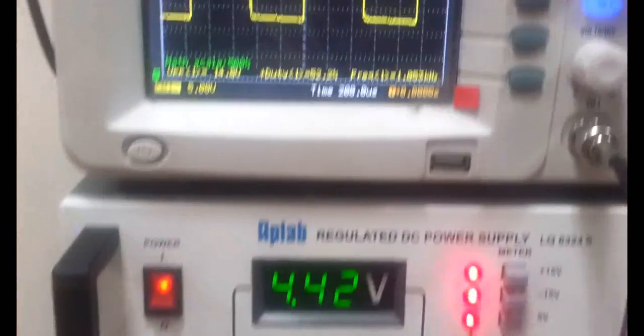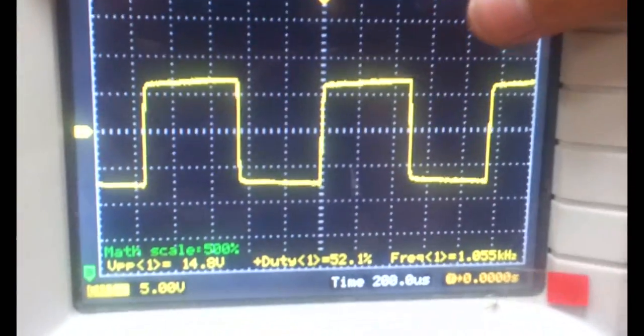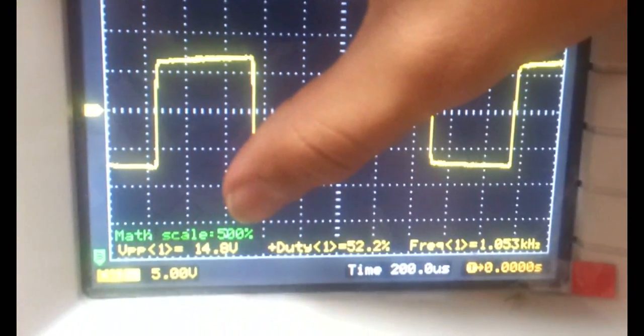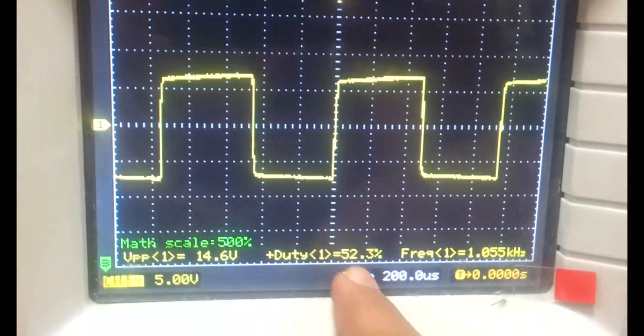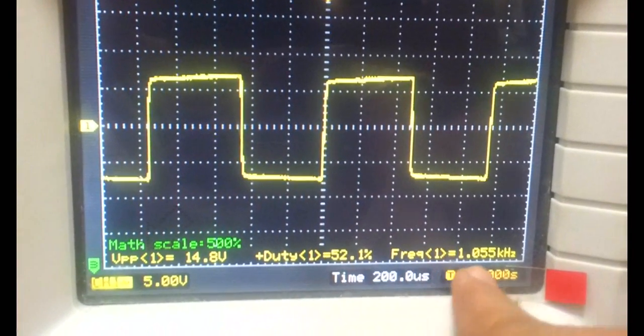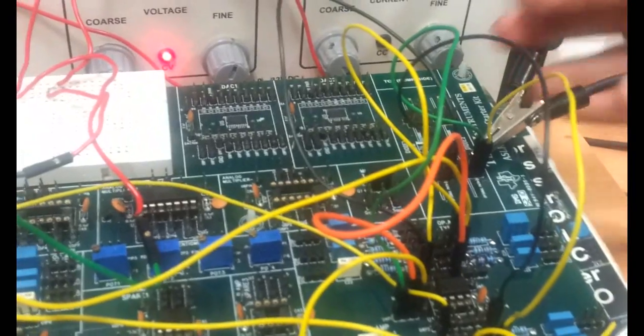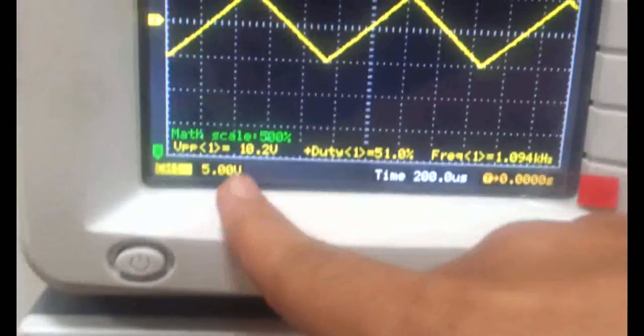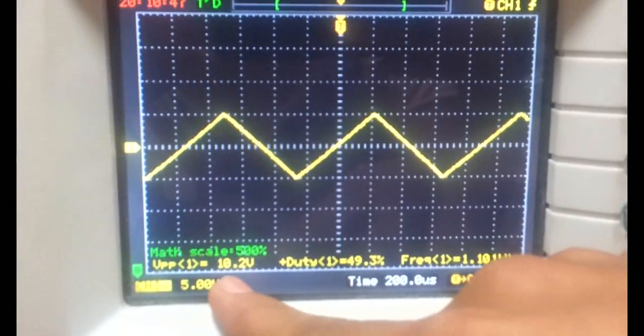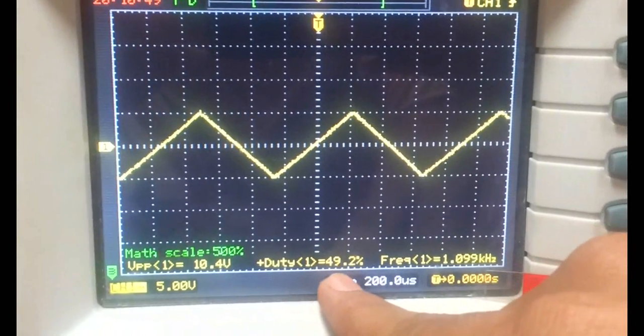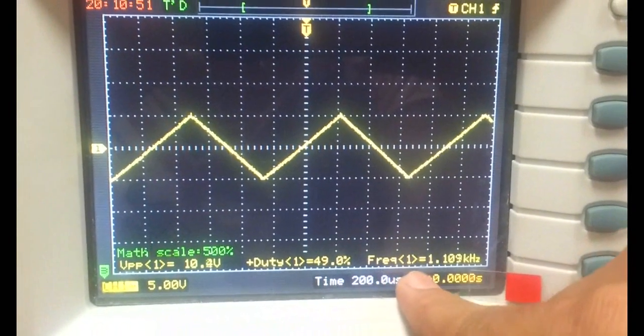As you can see here, the square wave has a peak-to-peak voltage of 14.8 volt and a duty cycle of approximately 50%. The frequency is 1.055 kilohertz. Let us switch to the triangular wave. The triangular wave has a peak-to-peak voltage of 10 volts and a duty cycle of approximately 50%. The frequency is approximately equal to that of the square wave.